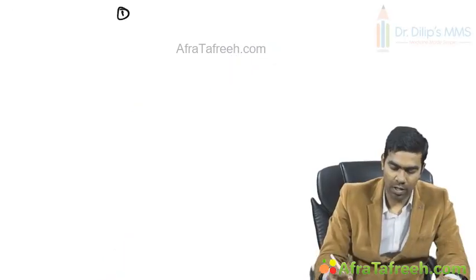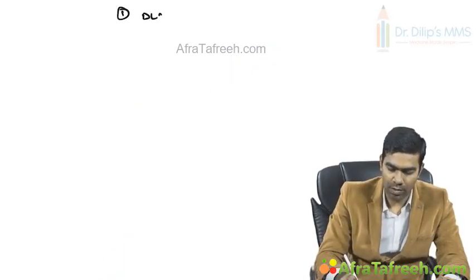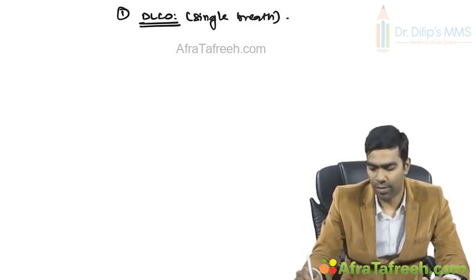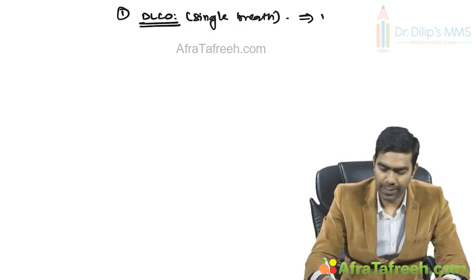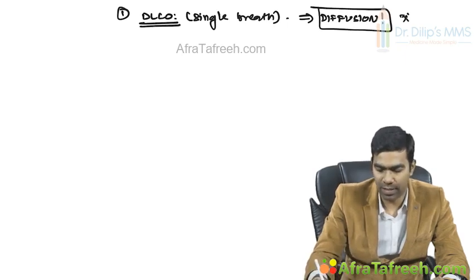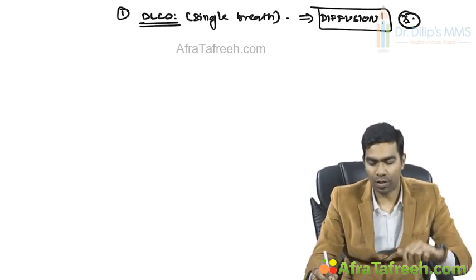But before going into that, let us see what are the other pulmonary function tests that you are going to use. The first one I am going to talk about is the DLCO. That's called single breath diffusion capacity of carbon monoxide. Remember, this is to test the diffusion across the barrier.